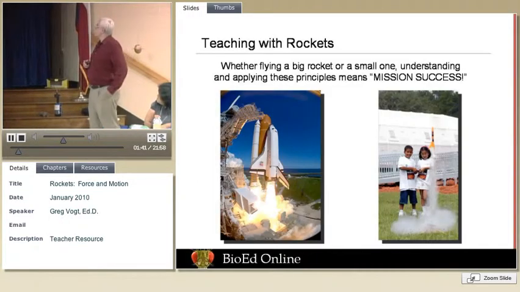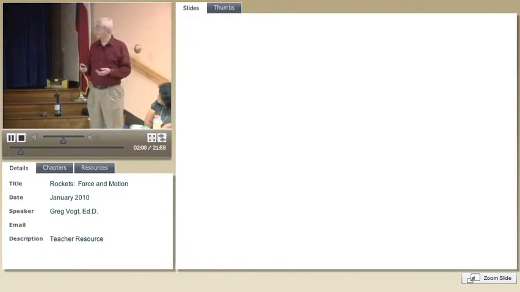In spite of the complexity of a space shuttle, I mean, we live here in Houston. We know that space shuttles are a really big deal type rocket. It's very, very complex. But the principles governing this rocket and all other rockets capable of going to space are very, very simple. There are several principles, but they're very simple to understand. It doesn't matter if you're flying a big rocket or a small rocket. If you understand those principles, you have mission success. That's the basic message right here.